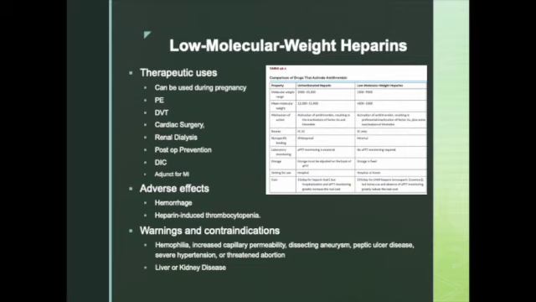There are some warnings and contraindications with the use of low molecular weight heparins. They need to be used with extreme caution in patients that have a high likelihood of bleeding. So think about patients that have absent clotting factors or hemophilia, if they have increased capillary permeability, dissecting aneurysm, if they suffer from peptic ulcer disease, already have severe hypertension, or they are undergoing a threatened abortion or miscarriage.